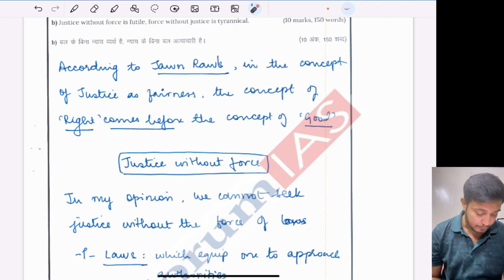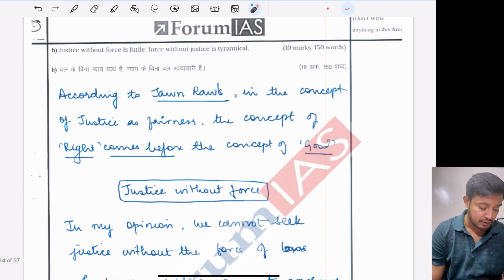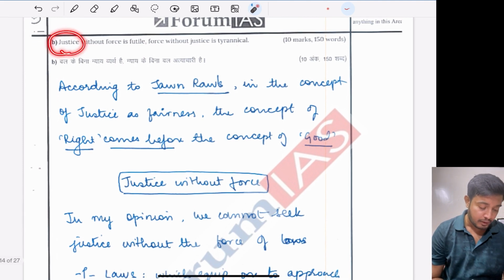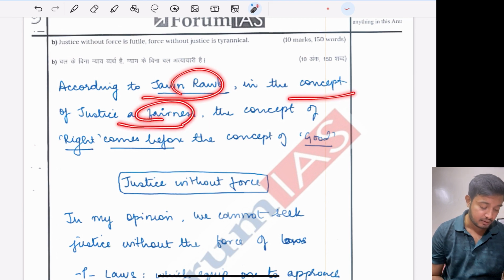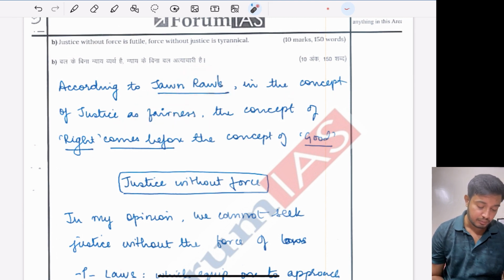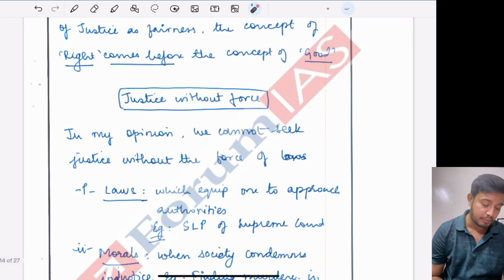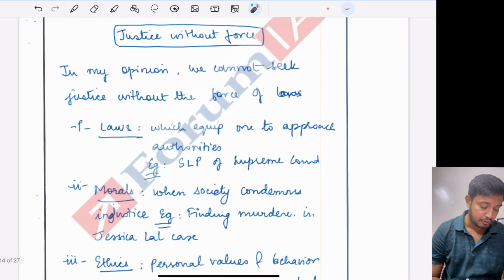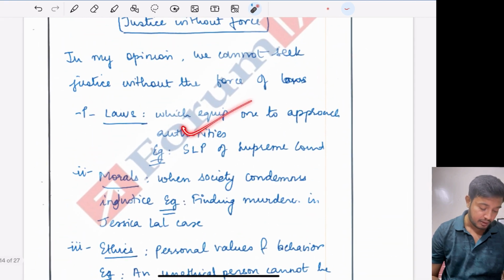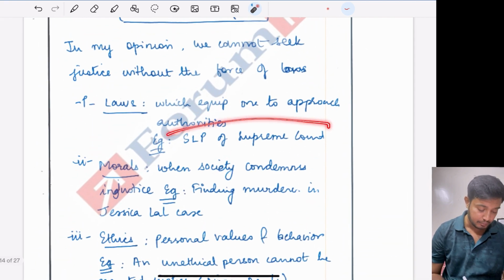Something on those lines. So just try to see what she's trying to do with justice and force. According to John Rawls, the concept of justice is fairness. So basically she's defining justice, and the right comes before the concept of good. Justice without force, she made this as the first part. She gave a few arguments, and for each argument she gave an example.